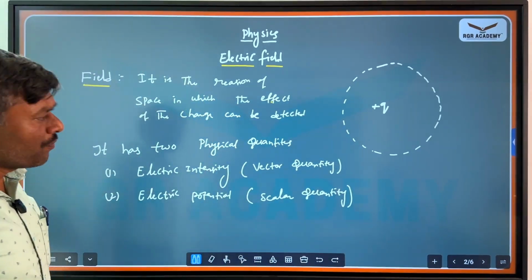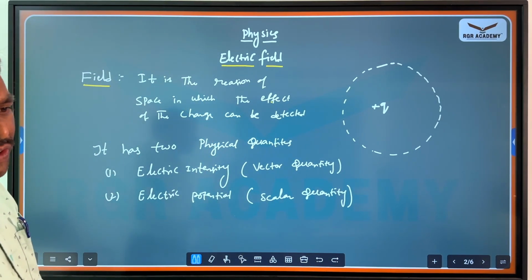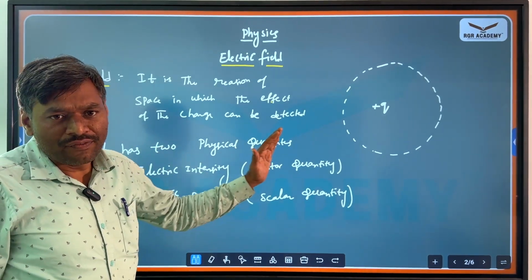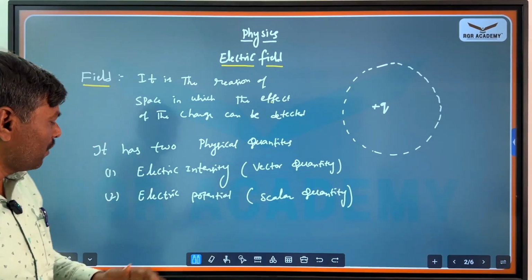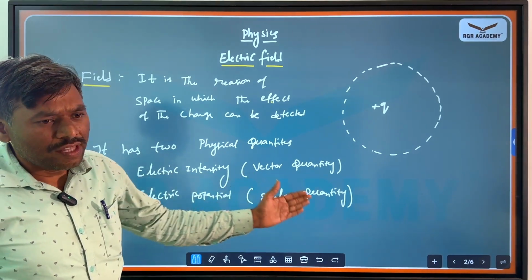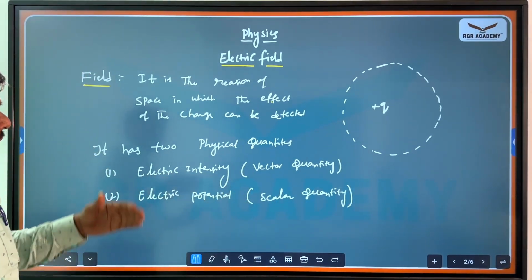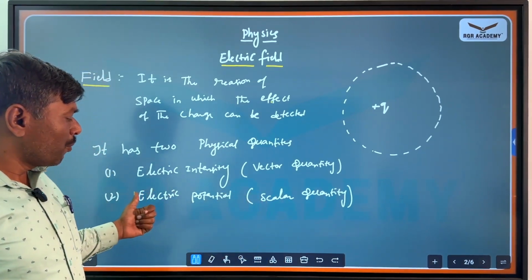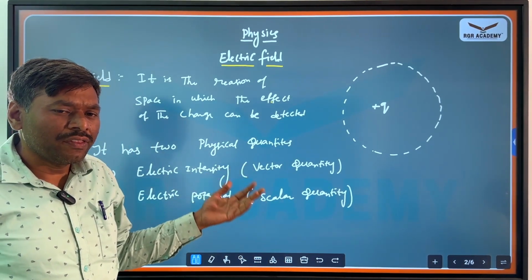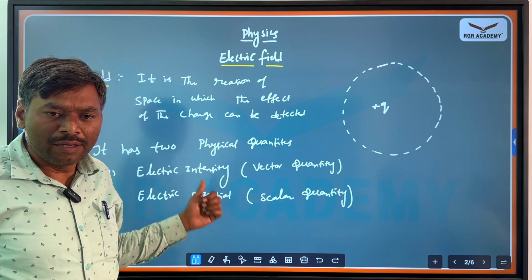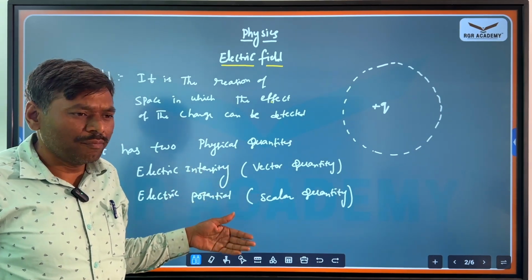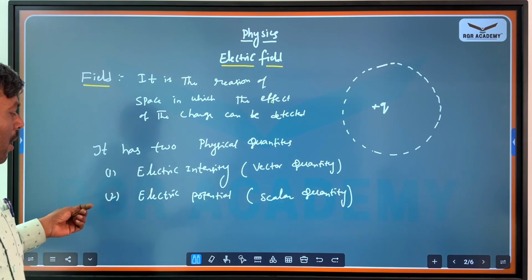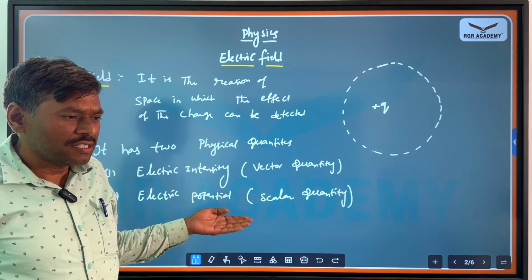So every field has two physical quantities. One is the intensity, which is a vector quantity. Another one is the potential, which is a scalar quantity. In the electric field, we have electric intensity. In the gravitational field, gravitational intensity. In the magnetic field, magnetic field intensity or magnetic field induction. The potential conditions are also the same.